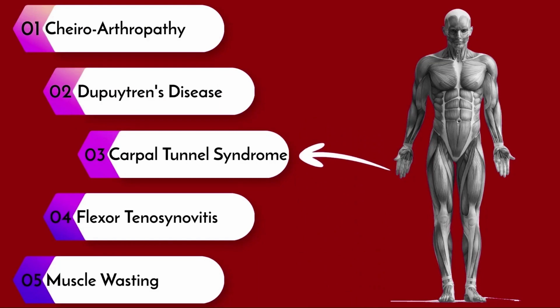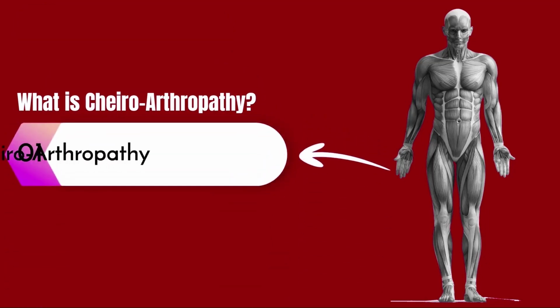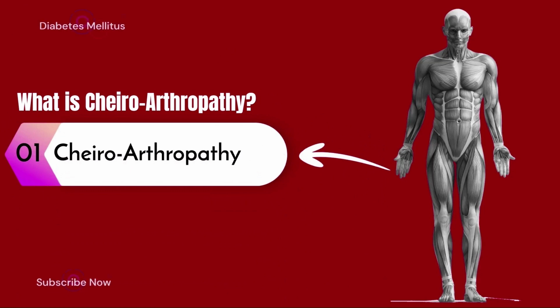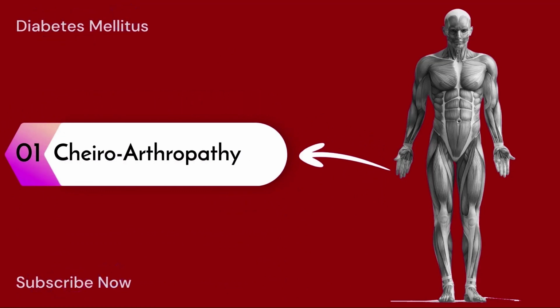The first is Cheiroarthropathy, the second is Dupuytren's disease, the third is carpal tunnel syndrome, the fourth is Flexor tenosynovitis, and the fifth is muscle wasting. Diabetes is a deadly disease. If it is not treated properly, its effects can begin to show on the hands, which is called Cheiroarthropathy.